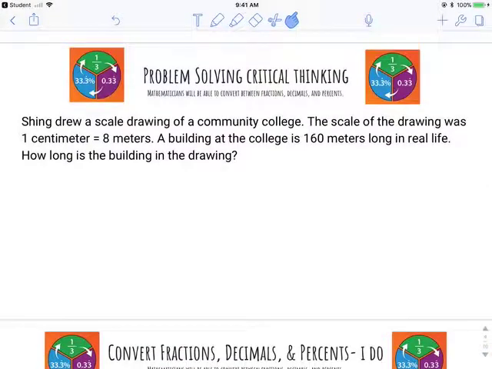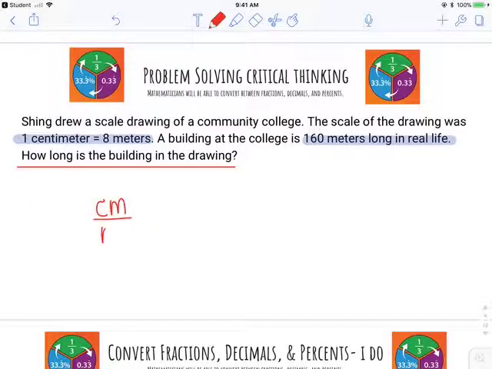Problem solving. Shing drew a scale drawing of a community college. The scale of the drawing was 1 centimeter to 8 meters. A building at the college was 160 meters long in real life, and we want to know how long the building is in a drawing. So we're comparing centimeters to meters, and we're going to use the scale they give us in the problem. So 1 centimeter is equivalent to 8 meters. And we know we're talking about a building that is 160 meters long.